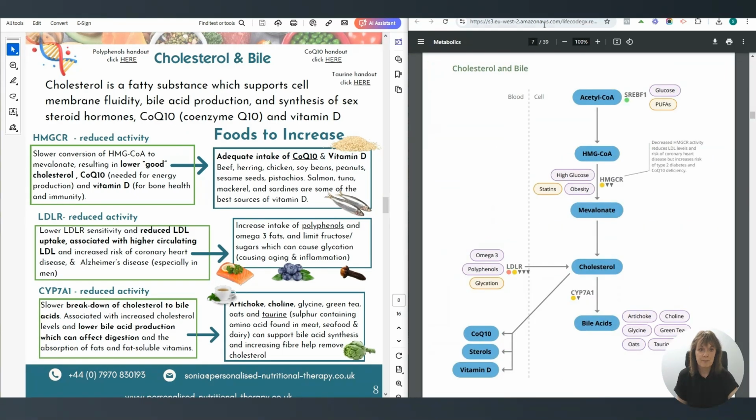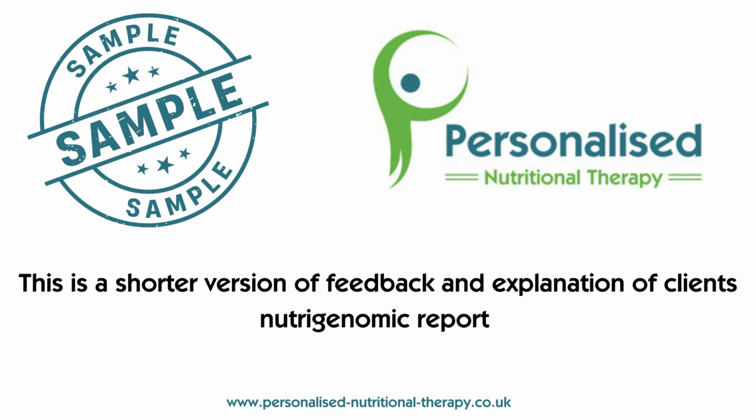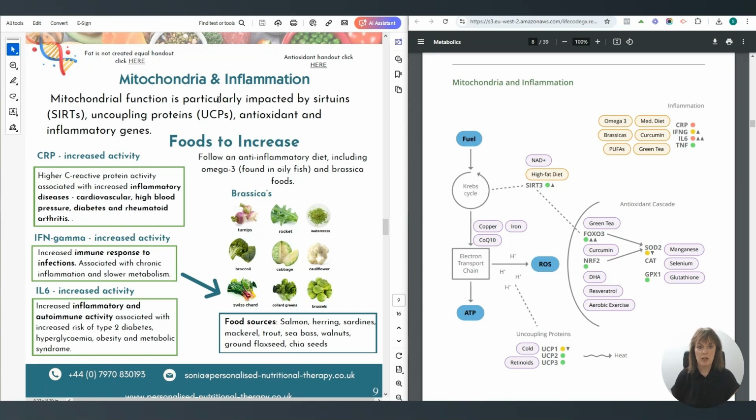Okay, moving on to the next section, mitochondria and inflammation. Inflammation is so important, and we touched on that before in the Nutrient Core report. If you have a look here, you've got 1, 2, 3 SNPs for your inflammatory markers. So it's important to help bring the inflammation down for you. The first one we've got here is CRP. We've got a higher C-reactive protein activity, which is associated with inflammatory diseases, cardiovascular disease, high blood pressure, diabetes and rheumatoid arthritis, for example. So we've got increased activity going on there.